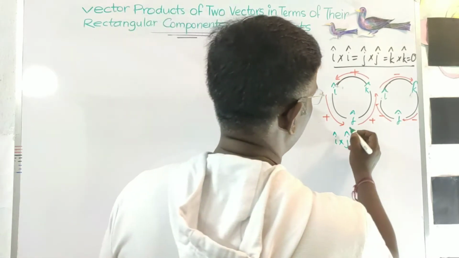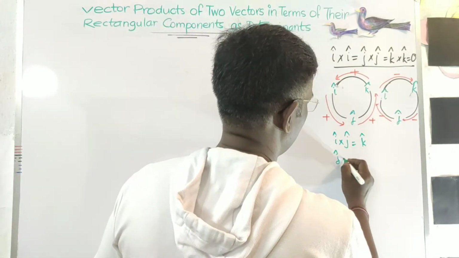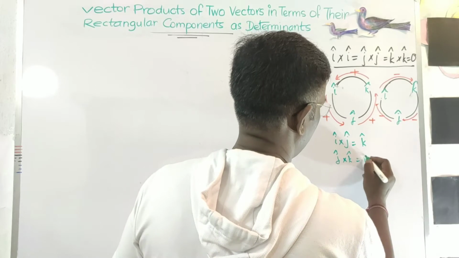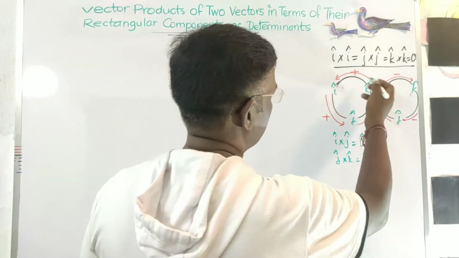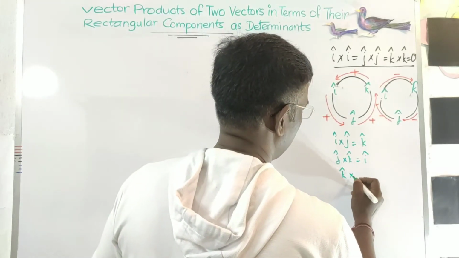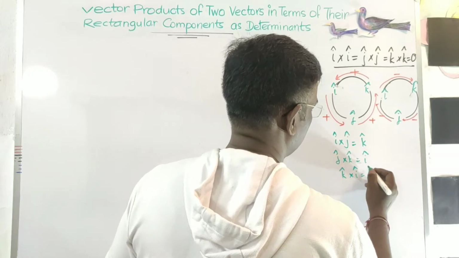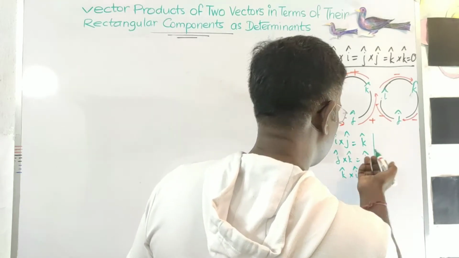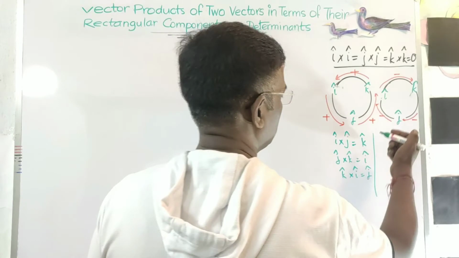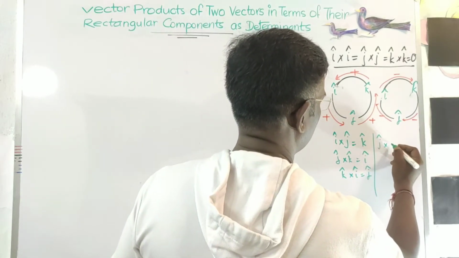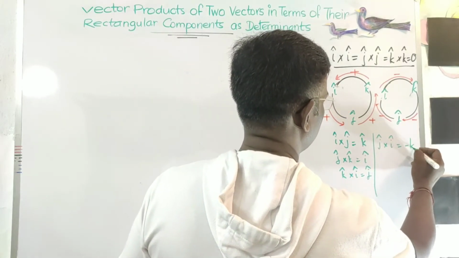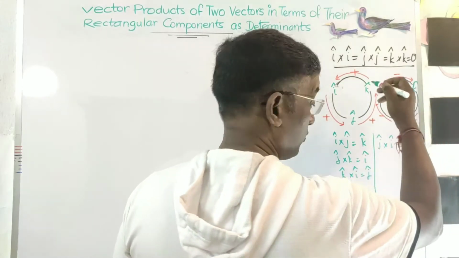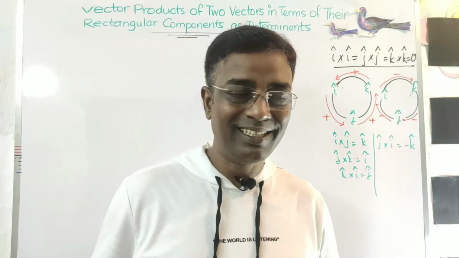First thing. Similarly, j cross k is your i positive, and k cross i anti-clockwise will be j. But as soon as you reverse the direction, j cross i, it will be minus k if you try to go clockwise. This is very interesting, isn't it?